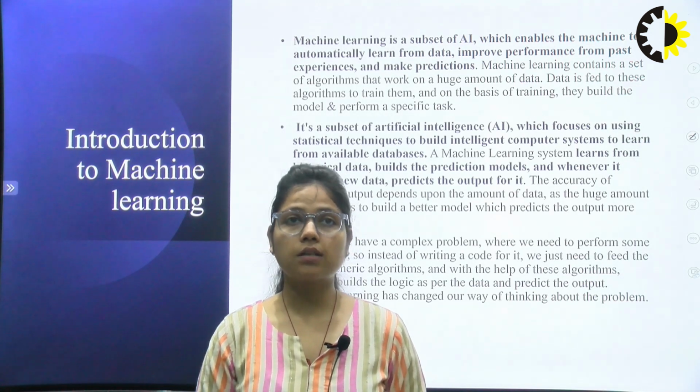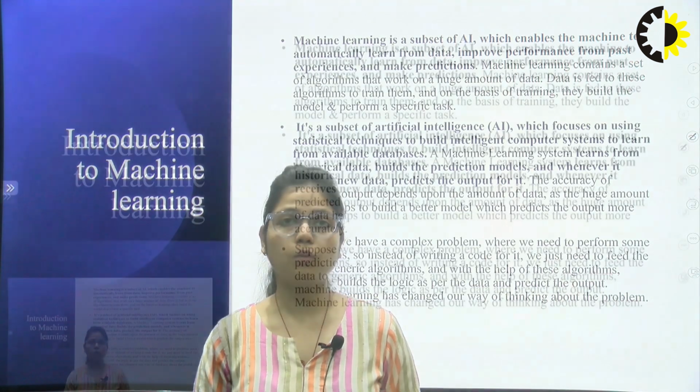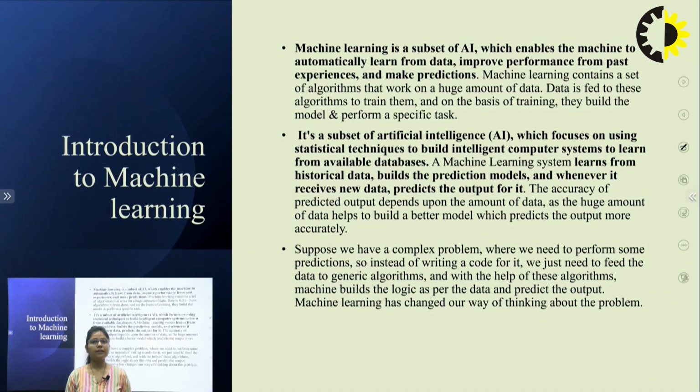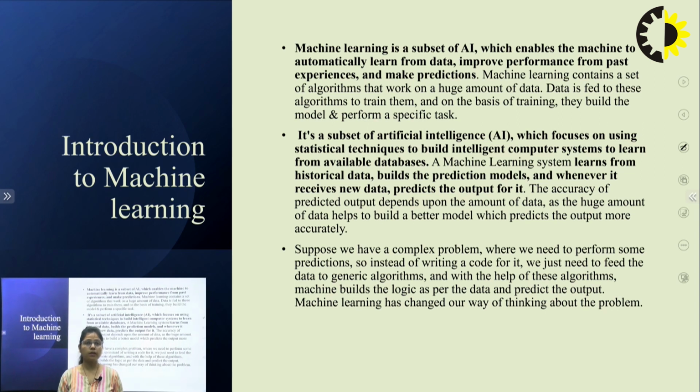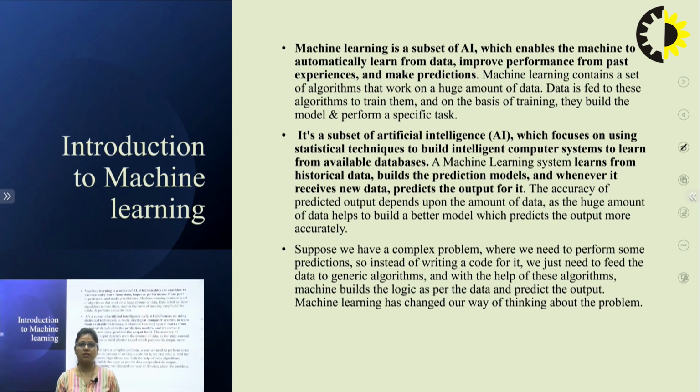Machine learning contains a set of algorithms that work on a huge amount of data. Data is fed to those algorithms to train them, and on the basis of training, they build the model and perform some specific task. Basically, in machine learning, we feed some data to algorithms, and then the algorithm will learn from that data and produce some output. And on the basis of the output, we analyze the accuracy of that algorithm.